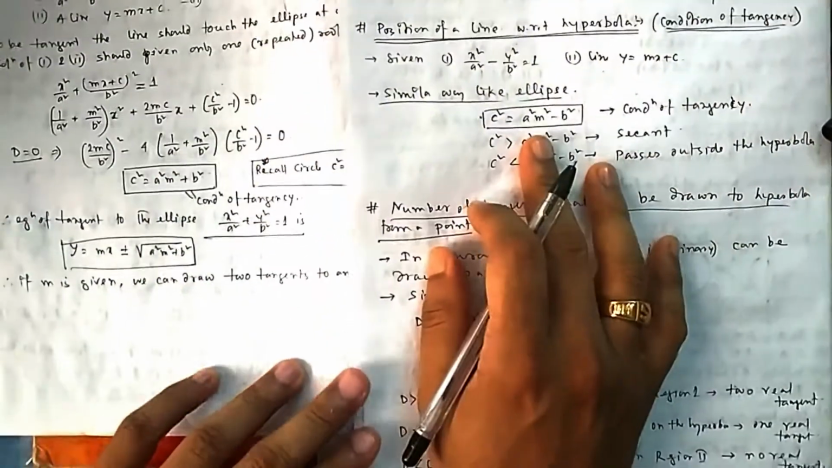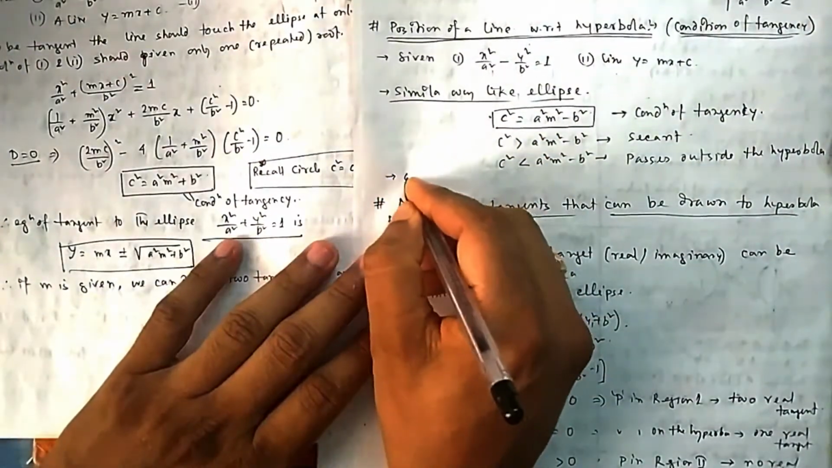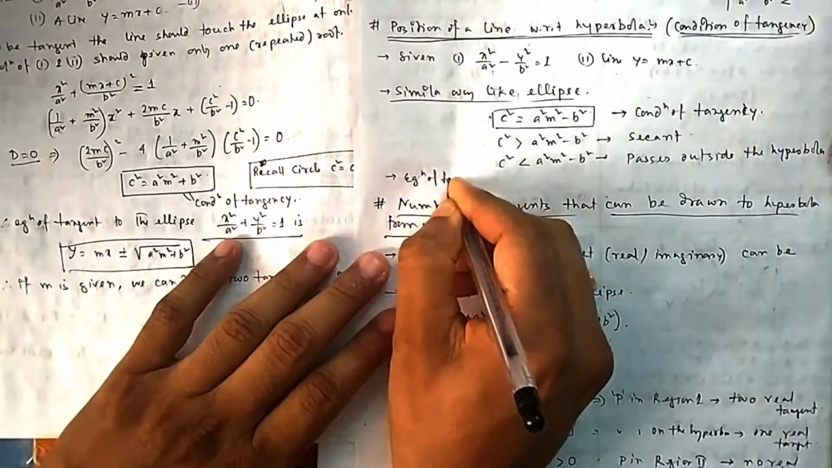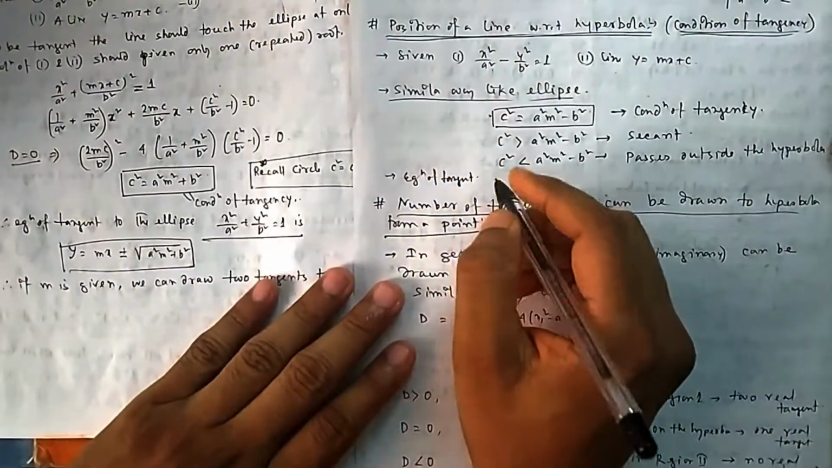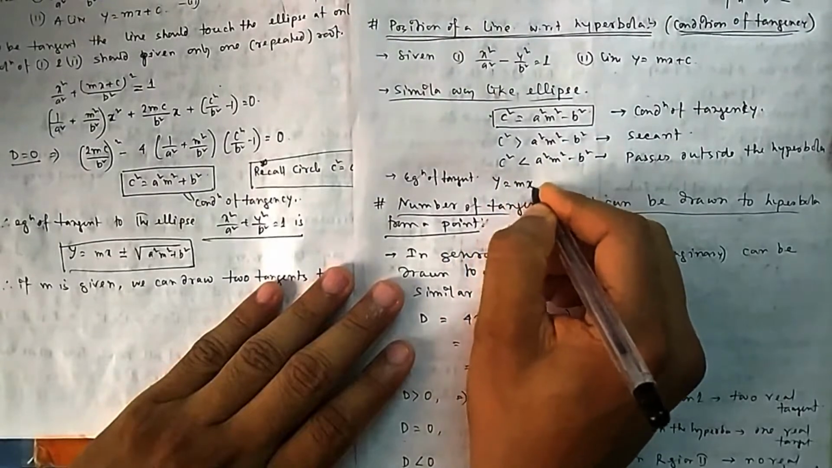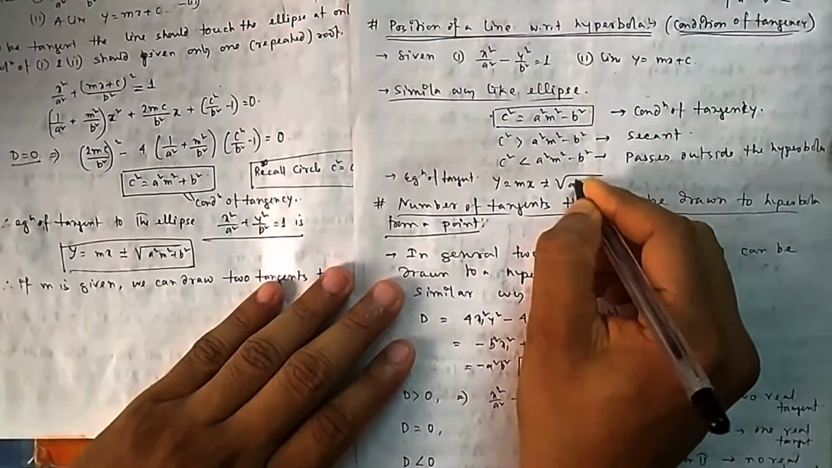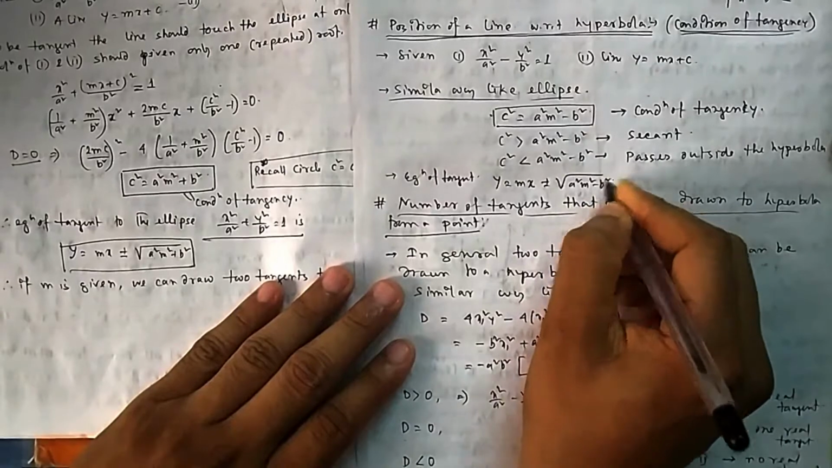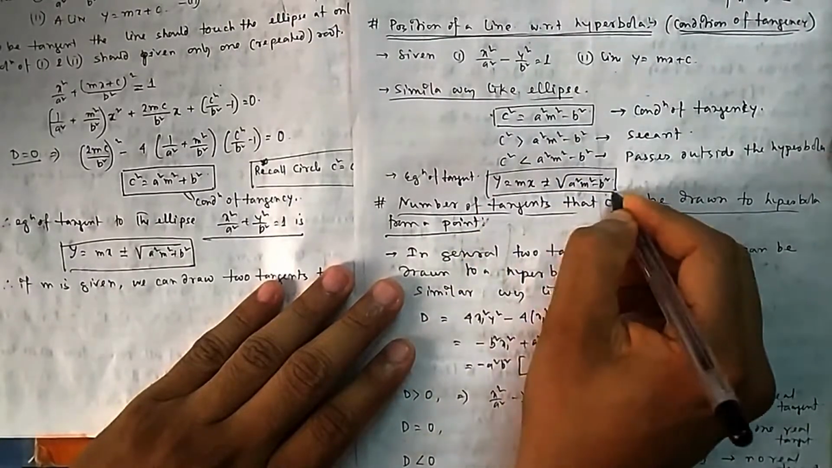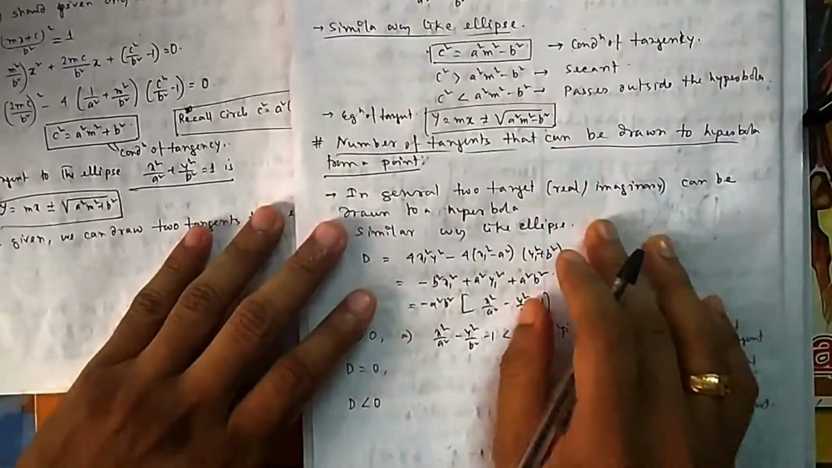Now, what will be the equation? I have not written it. So the equation of tangents will be here. Please make a note of this in your notes. So it will be y equal to mx plus minus square root of a square m square minus b square. So this will be the equation of the tangent. You can remember it if a slope m is given to you.